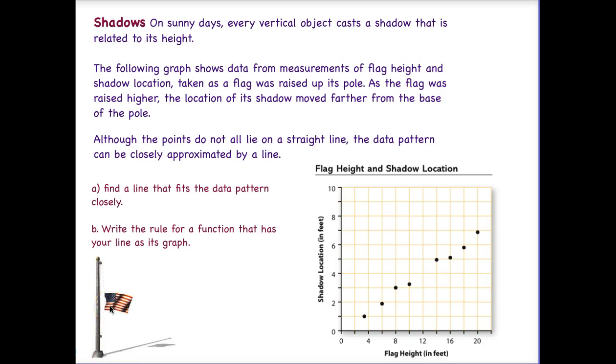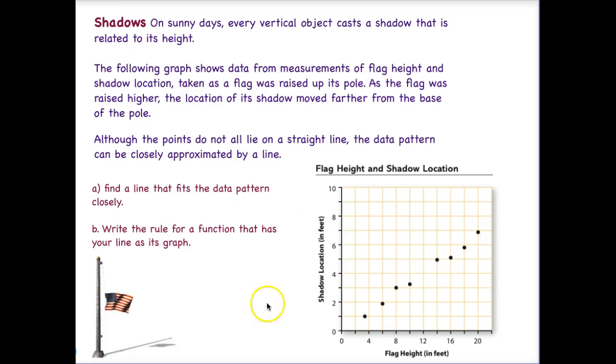And here you can see a little bit what that looks like. So here's our flag about halfway up, and here's our shadow. What's going to happen as this flag gets higher and higher? This shadow of the flag will get farther and farther from the base of the pole. The data in this graph represents what we just talked about.